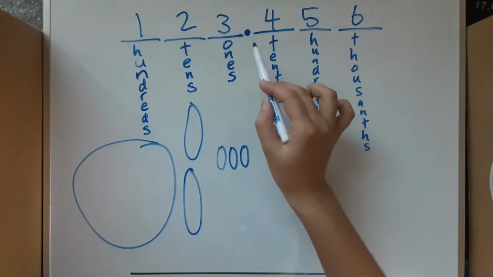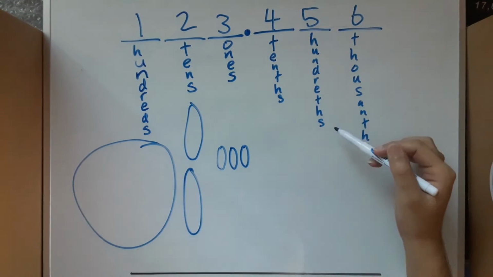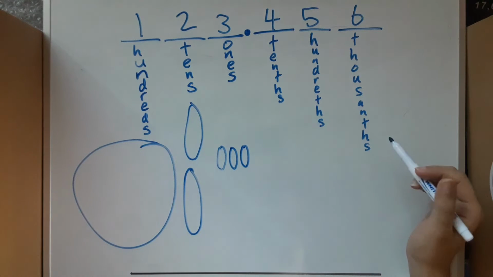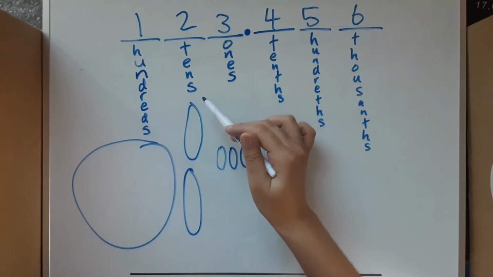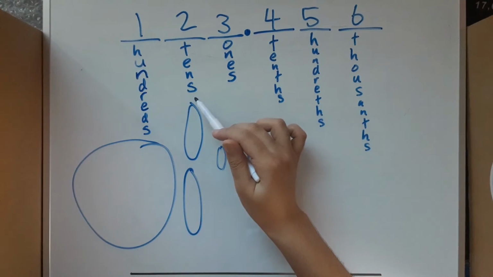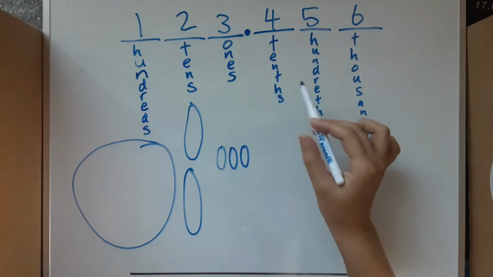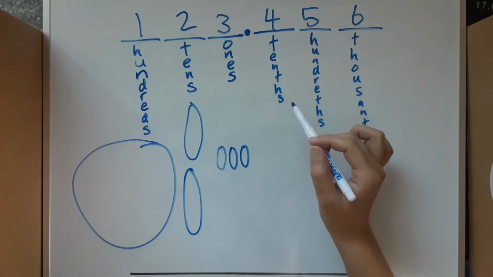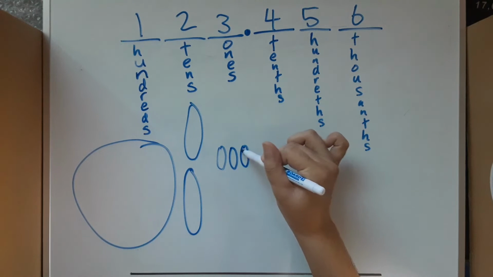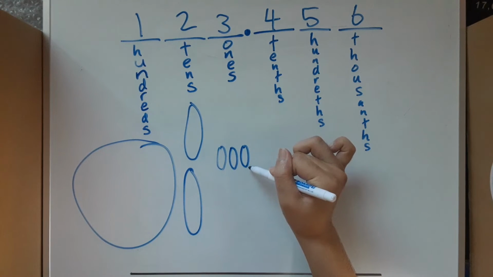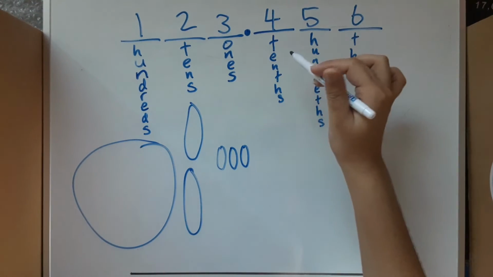On this side of the decimal, we have the tenths place, hundredths place, and thousandths place. From the ones to the tens place, it's bigger by a factor of 10. From the ones to the tenths place, it's smaller by a factor of 10. So, if we were to take this 1 and break it up into 10 tiny little pieces, then we would have 1 of these tenths.